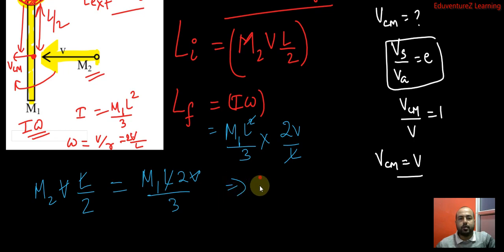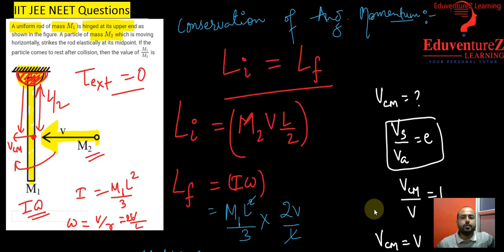So we have to calculate m1 upon m2. So m1 upon m2 is equal to 3 upon 4. This will be equal to 0.75. So the ratio of m1 upon m2 is 0.75. I hope that this cleared it out.